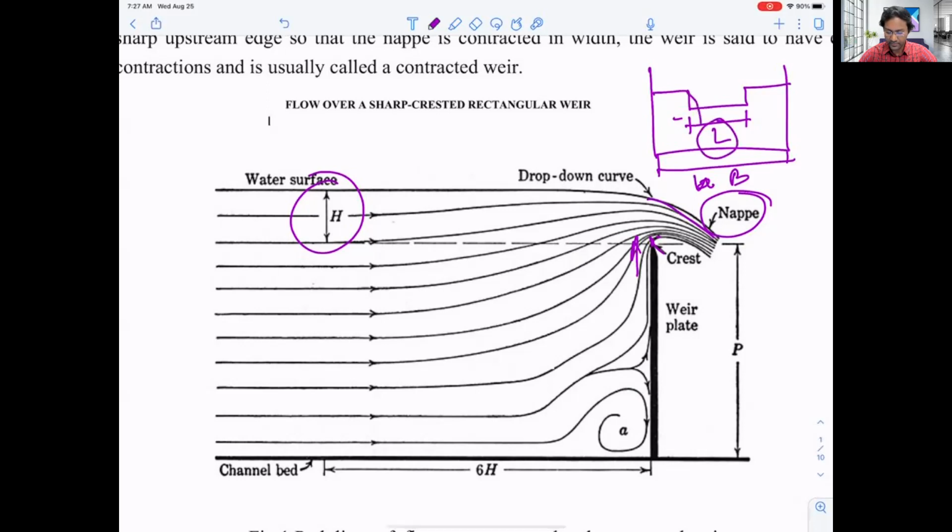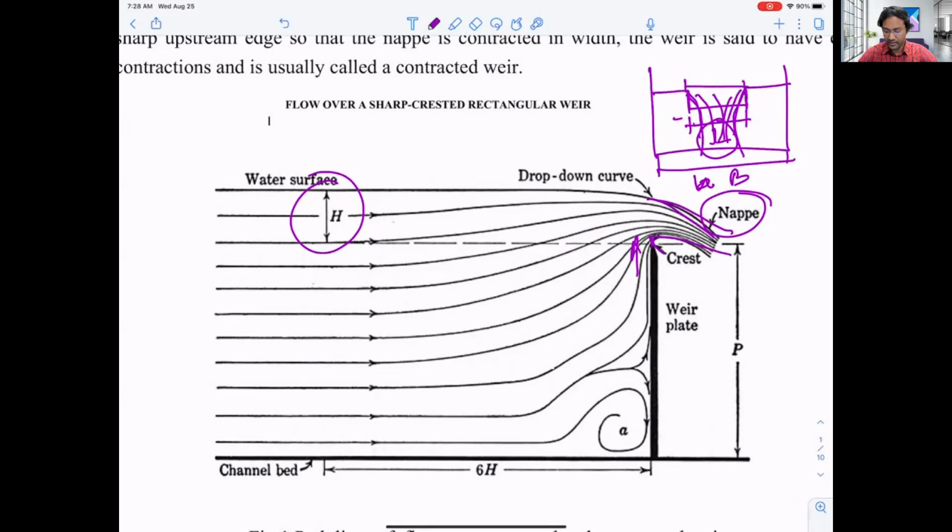We'll have the streamline flow this way, so it won't cover the entire edge of the opening. This is basically the nappe. We can see from the side view it will be like this. These are the streamlines, they will flow this way. So we have end contraction.